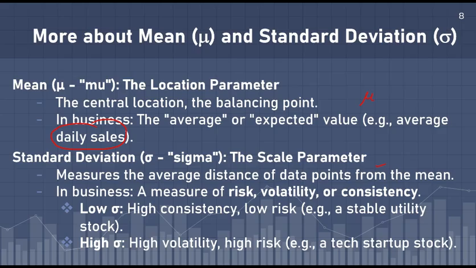If you look at a stock and calculate the value of sigma, that is the standard deviation, then if the standard deviation value is less, that means the price of that particular stock is consistent and does not vary much. But if the value of sigma is high, that means it is highly volatile. It may go up and come down very rapidly. So these are some more discussion on the mean and standard deviation.